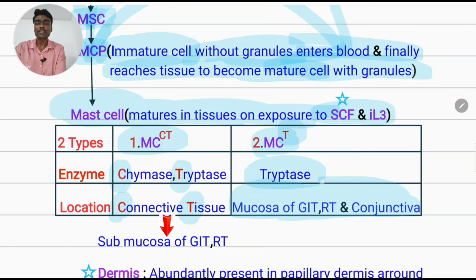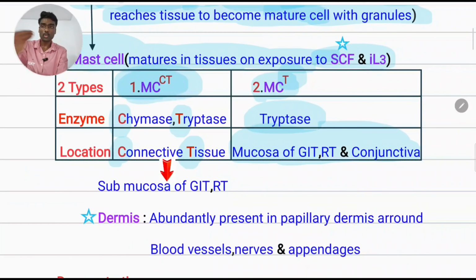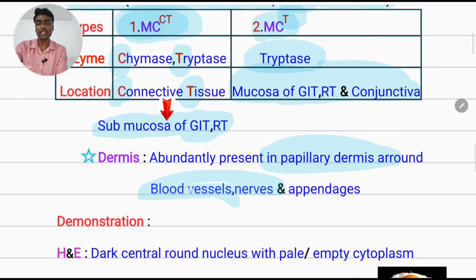Where are type 1 mast cells located? In the connective tissue, that is in the submucosa of GI tract, respiratory tract, and mainly, as a dermatologist you should know that in the dermis, type 1 mast cells are abundantly found in the papillary dermis, around blood vessels, nerves and appendages. By this, what can we derive? Mast cells are located both in mucosa and submucosa of GI tract, respiratory tract and in the dermis of the entire skin.